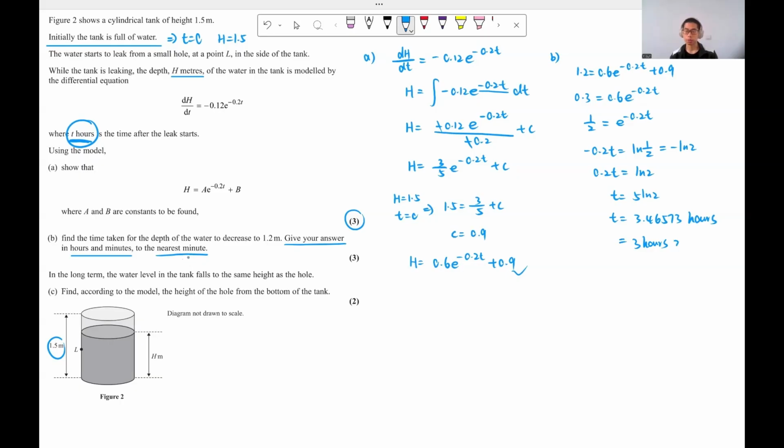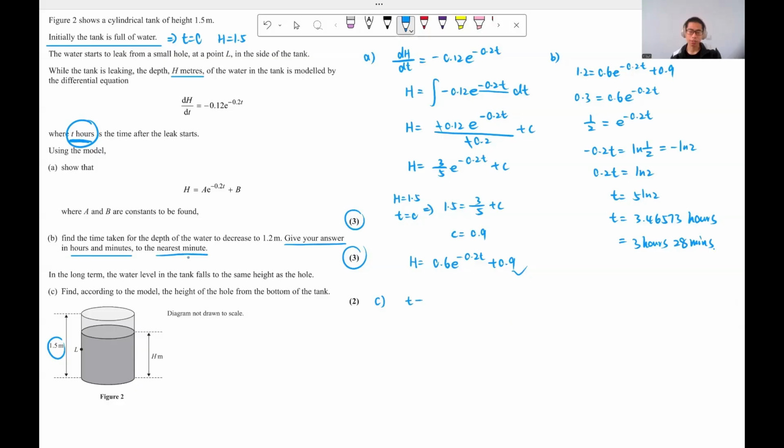27.94 is just 28 minutes. So then that will be the final answer for part B. So that's another 3 marks. And then part C: in the long term, the water level in the tank falls to the same height as the hole. So part C, find, according to the model, the height of the hole from the bottom of the tank. So basically, it's just asking you what's the limiting height.